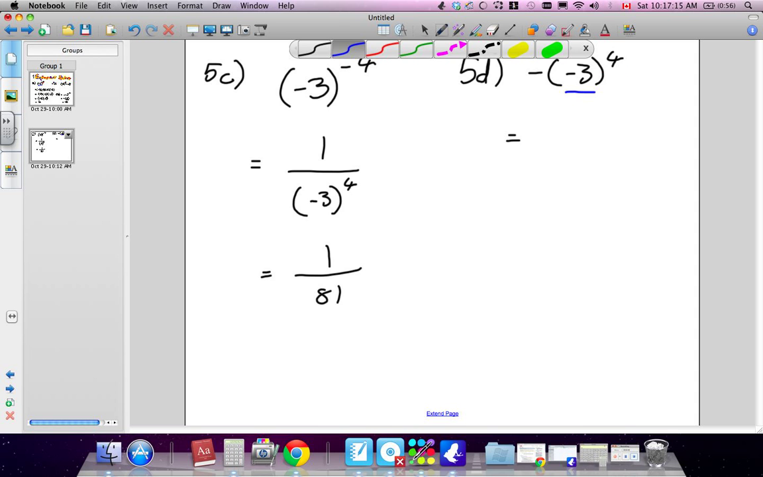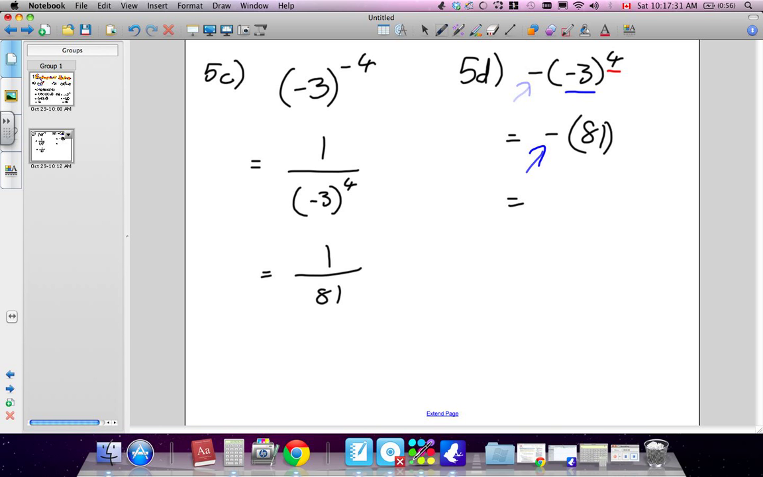Keep it on the outside. Think of it like we're multiplying it to the 81. We're distributing it. So what is our answer going to be? Negative 81. Again, very different from our other answer, depending on what's in our exponents. Does that make sense? Yeah. Okay.